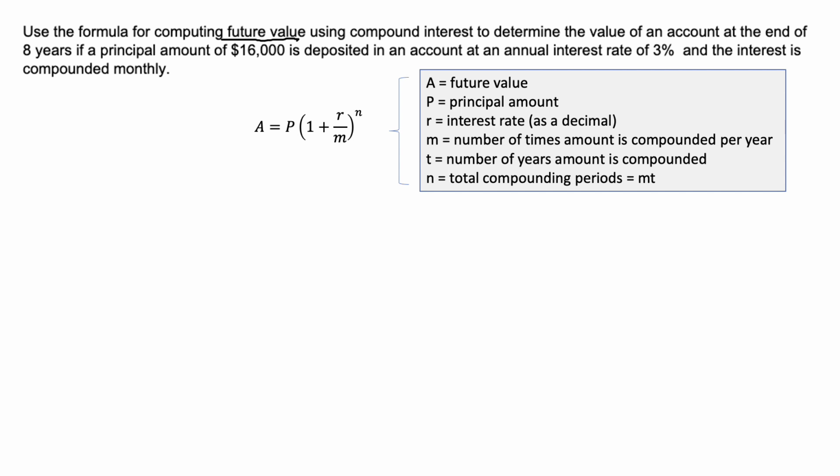So here we have the formula for computing future value. It's A equals P times (1 plus R over M) raised to the nth power. In order to use this formula, we need to identify the values that were given and then plug them into the equation. So A is the future value. This is the value that we want to find. So we're just going to write an A in our equation because we don't know that value yet.